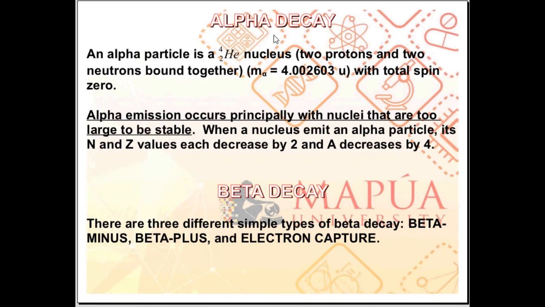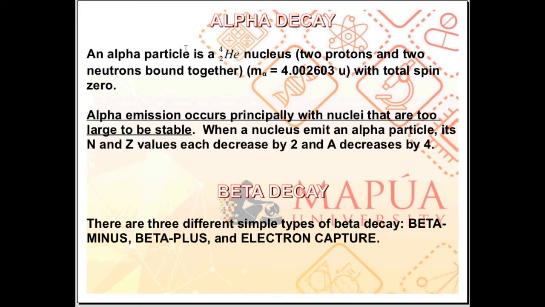So first, let's have alpha decay. Alpha decay or alpha emission occurs principally with nuclei that are too large to be stable. When a nucleus emits an alpha particle, its N and Z values each decrease by 2, while A decreases by 4, which makes sense because A is equal to Z plus N. So if N decreases by 2, Z decreases by 2, that means A will decrease in total by 4.